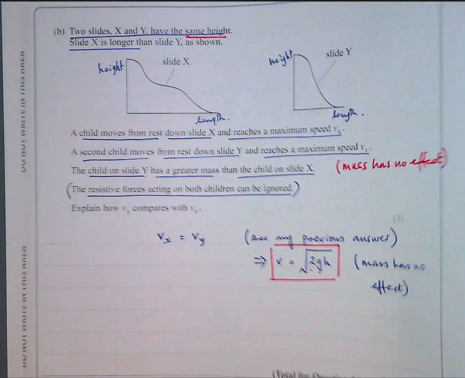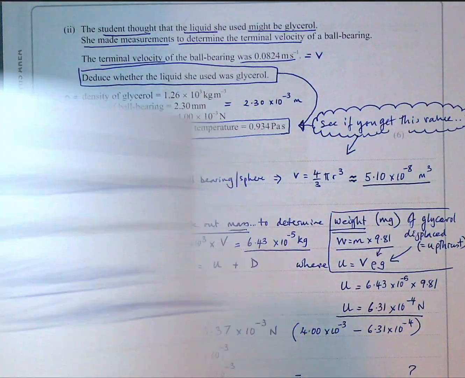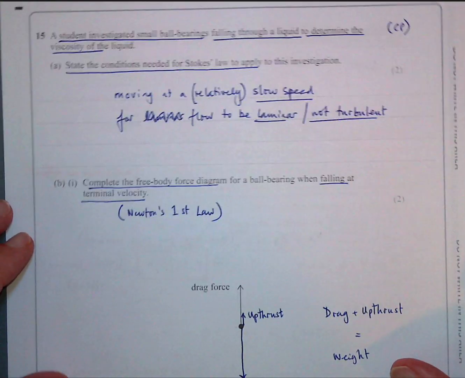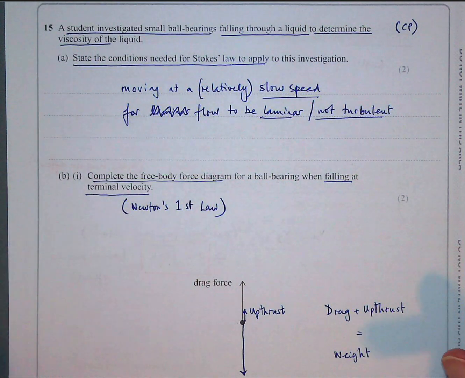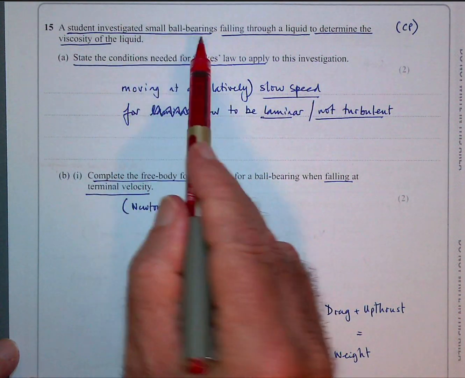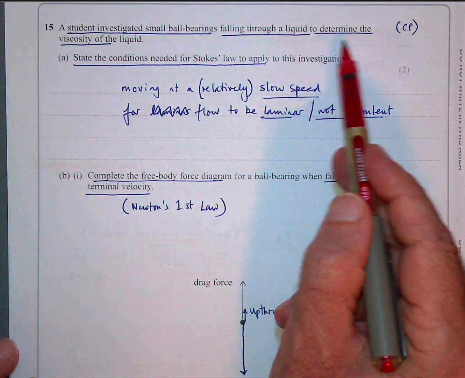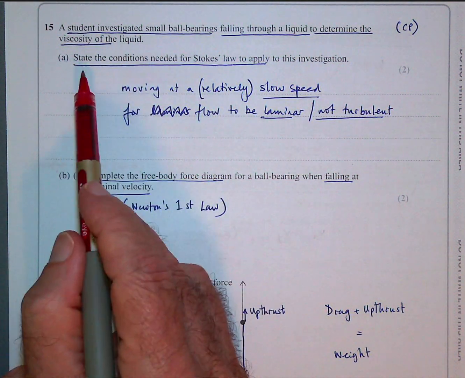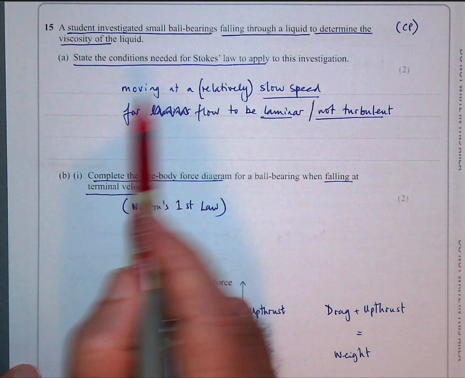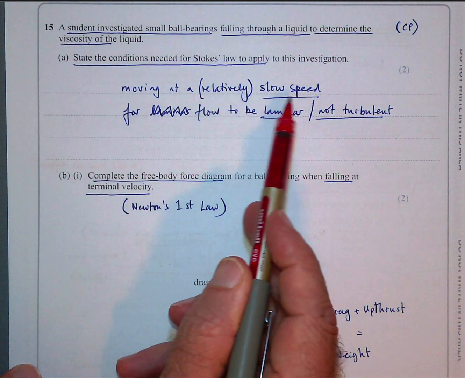Question 15. A student is investigating small ball bearings falling through a liquid to determine the viscosity of the liquid. State the conditions needed for Stokes' law to apply. It must be moving at a relatively slow speed.